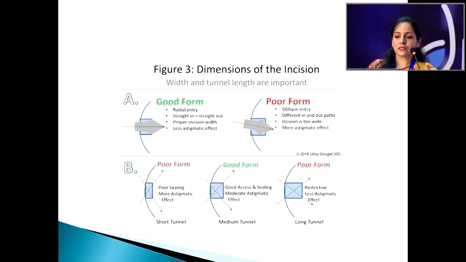The dimensions of the incision, of course, width and tunnel length, are important. It should be a radial entry, straight in and straight out. Proper incision width causes less astigmatic effect. With an oblique entry, different in and out paths, the incision may be too wide and it causes more astigmatic effect. Also with the oblique entry, there is another problem of excessive aqueous outflow.